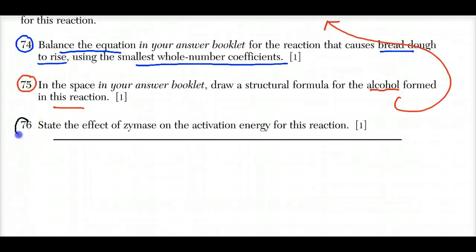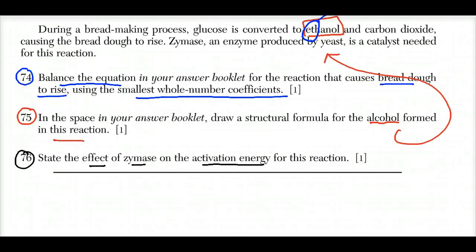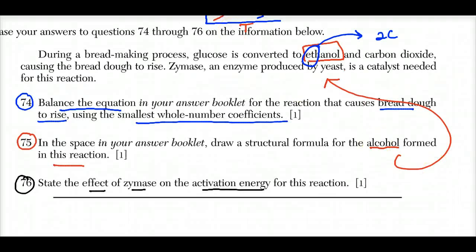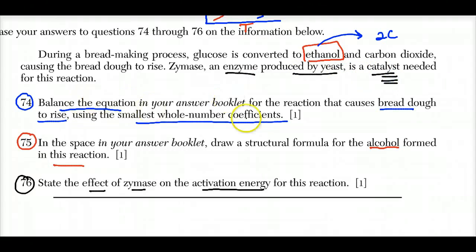Number 76. State the effect of zymase on the activation energy. So what is zymase? Let's go back. Well, zymase is an enzyme produced by yeast. It is a catalyst. So what they're really saying is how does a catalyst affect the activation energy?